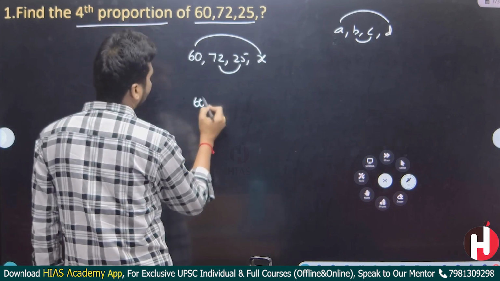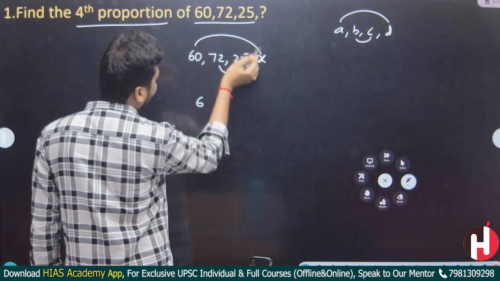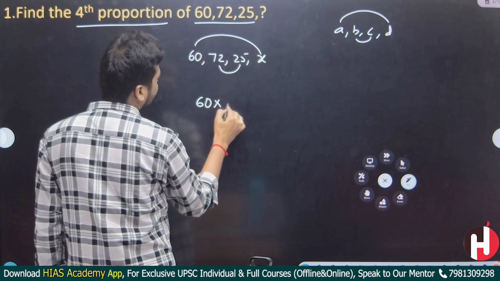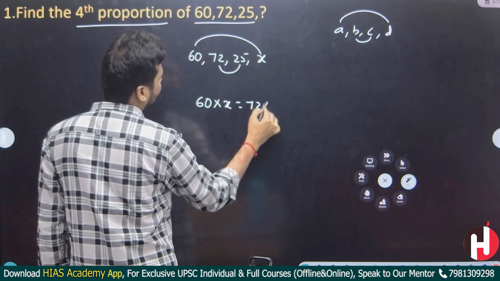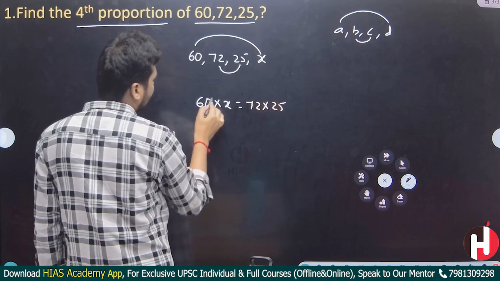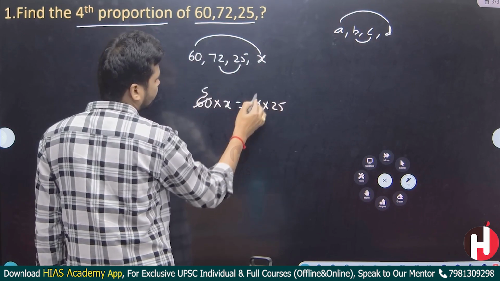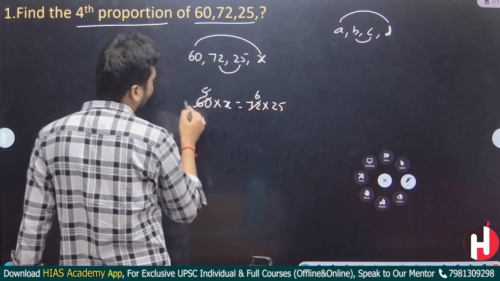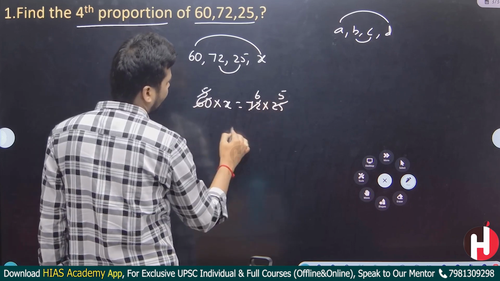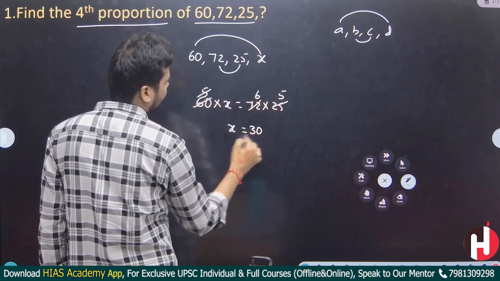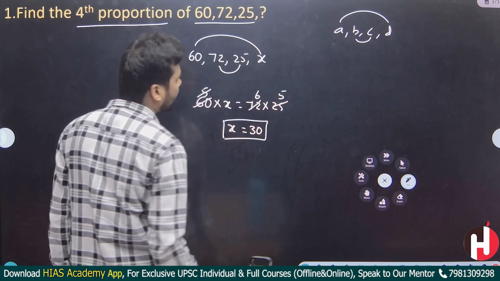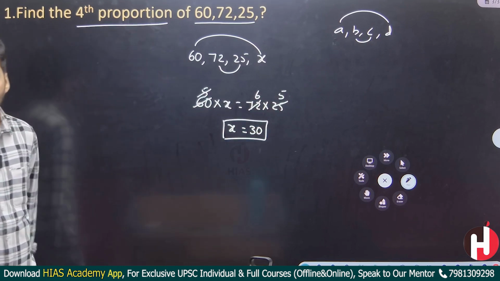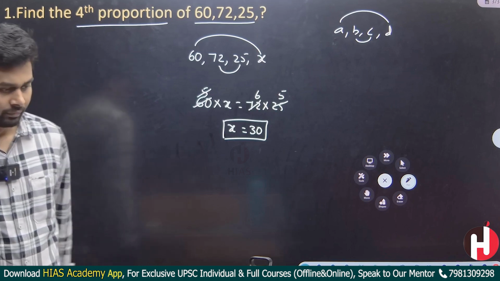60 into X is equal to 72 into 25. So 12 fives are 60, 12 sixes are 72. So 5 ones are 5, 5 fives are 25. Therefore X is equal to 6 into 5, which is 30. So the fourth proportion value is equal to 30.